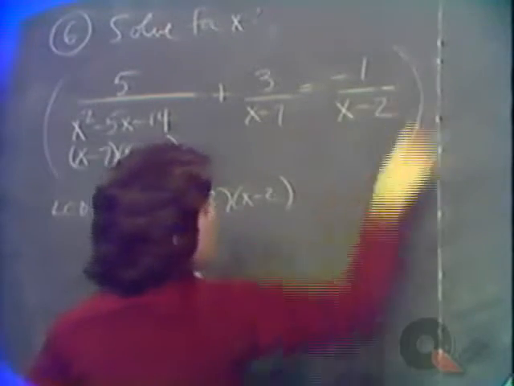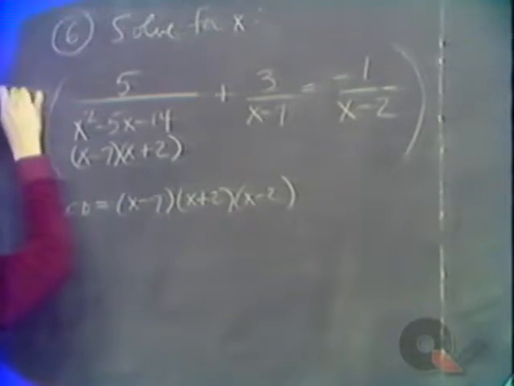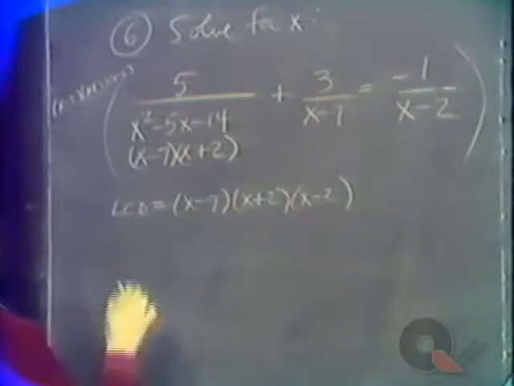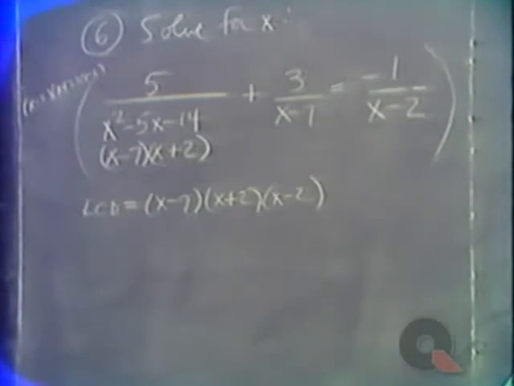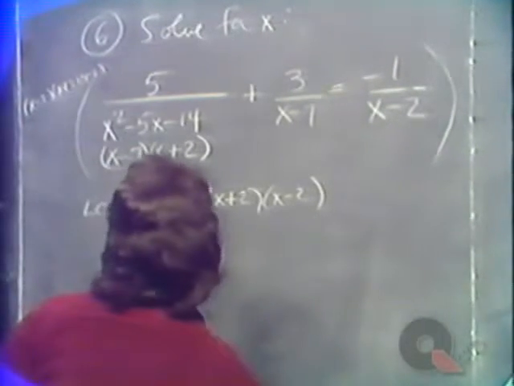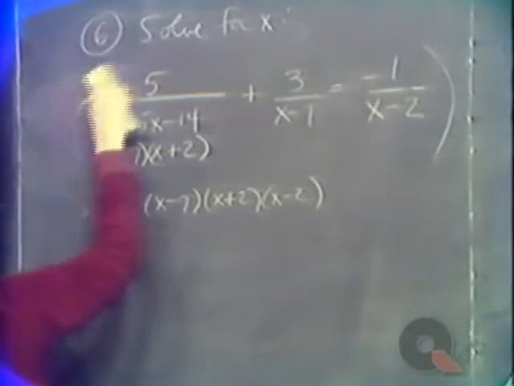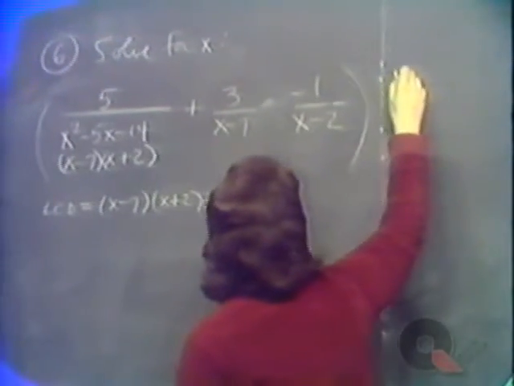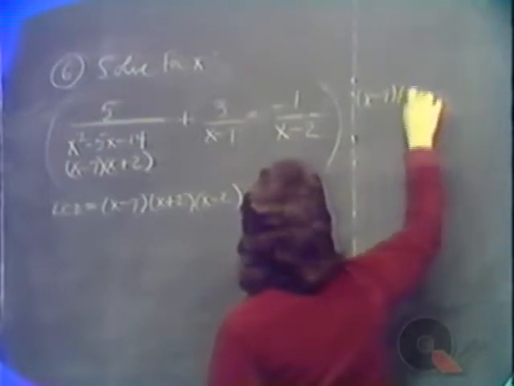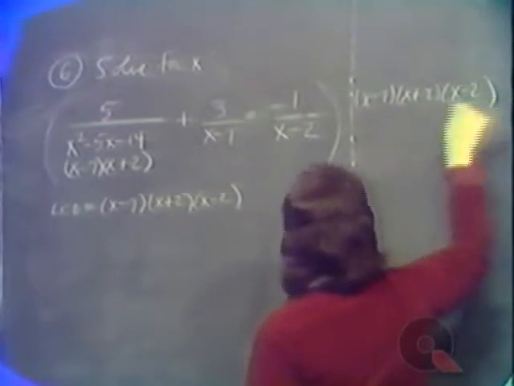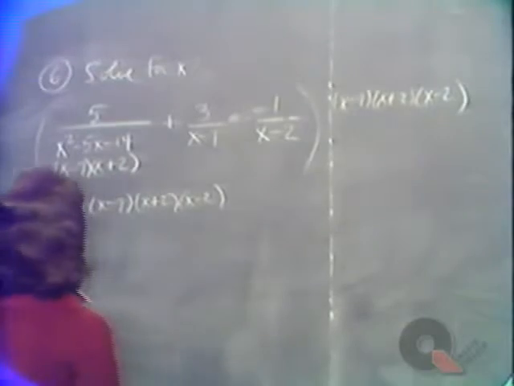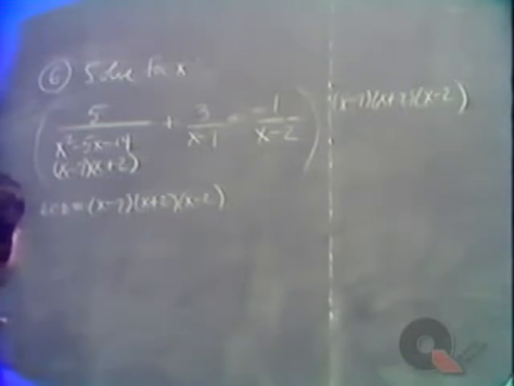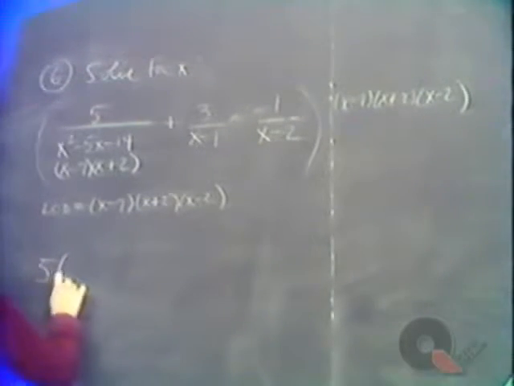Okay, so we're going to multiply through by x minus 7 times x plus 2 times x minus 2. Let me just make this a little bigger so you can see it. Okay, each part gets multiplied by that. So when it comes to the first part here, the x minus 7 and the x plus 2 cancel out, so we have 5 times x minus 2.